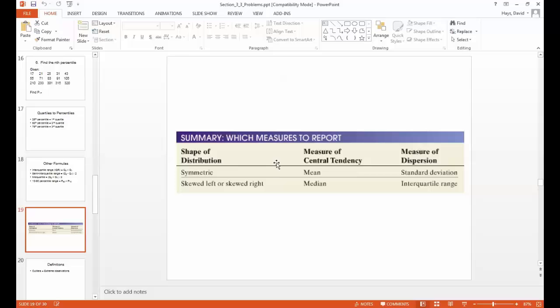Okay, which measure to use? If the shape of your distribution is symmetric, then use the mean for the measure of central tendency. And for how spread out it is, the dispersion, use standard deviation. If your data is skewed left or skewed right, then use the median and the interquartile range.